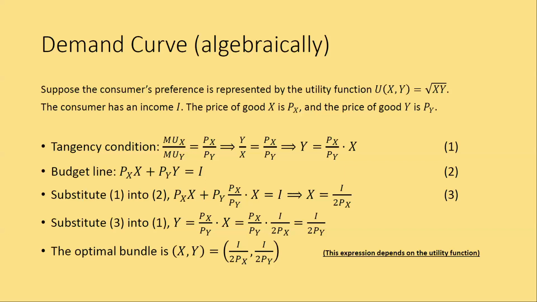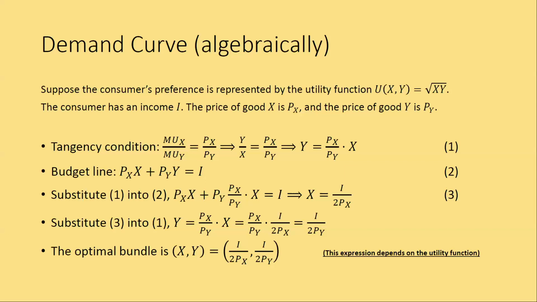And lastly, we substitute the optimal amount of good x that we derived into either 1 or 2, but 1 is easier. So we substitute it into equation 1. So y equals px divided by py times x, and x is I divided by 2 times px. So the optimal amount of y the consumer will consume is I divided by 2 times py. And similarly, because of the symmetry, the demand for good y does not depend on the price of good x in this example, but again, this is not true in general.